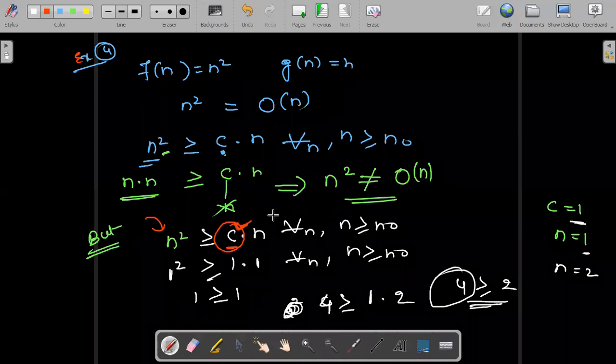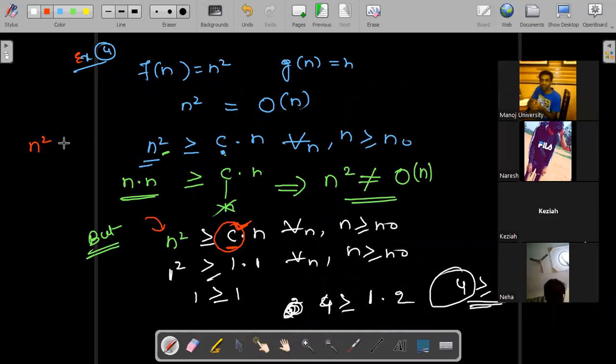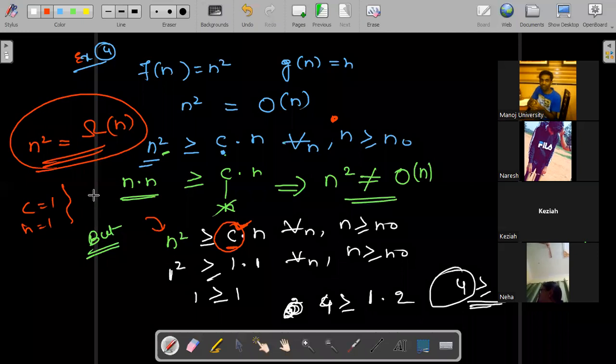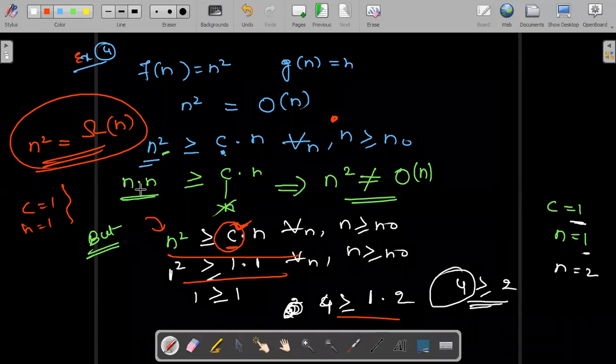Now I can say, please understand, that n square is equal to omega of n. I cannot prove this directly, yes or not? But when I take n value equal to 1 as well as c value equal to 1, automatically I can prove this one. What is that? n square is equal to omega of n. So this is what we did here. This is very, very important.